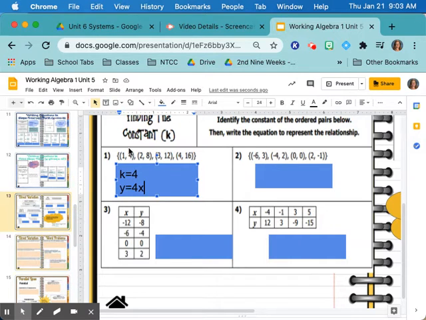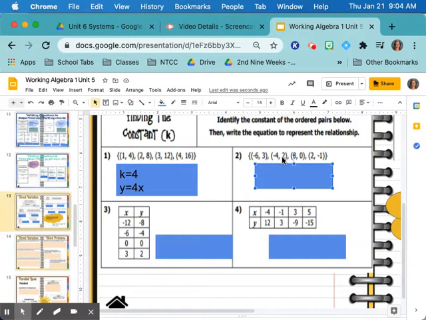So if I were to check these, I would say, okay, if x is 1, I'm going to multiply 1 times 4, and it equals 4. If x is 2, plug it in. 4 times 2 is 8. 4 times 3 is 12. 4 times 4 is 16. So that works. Let's go to the next one.